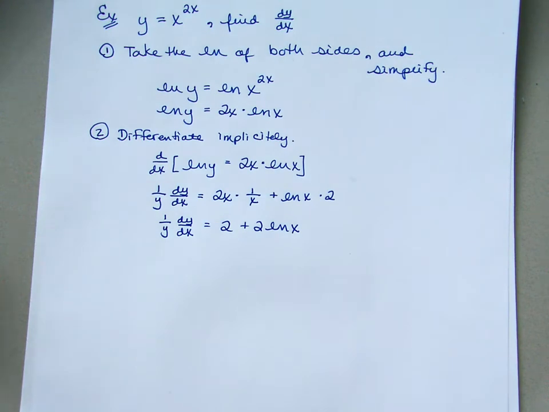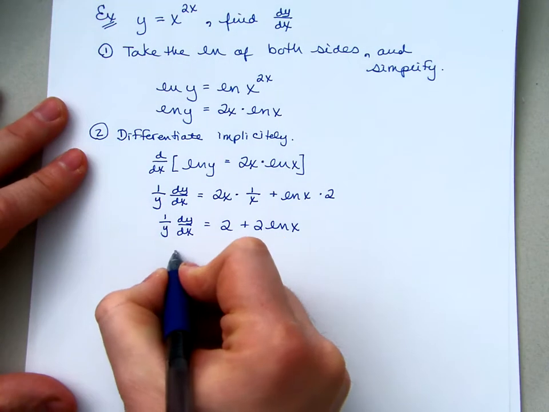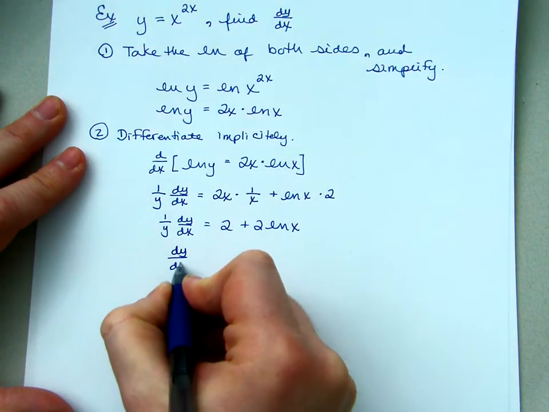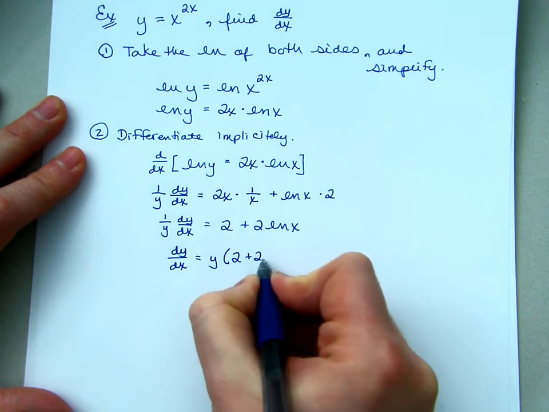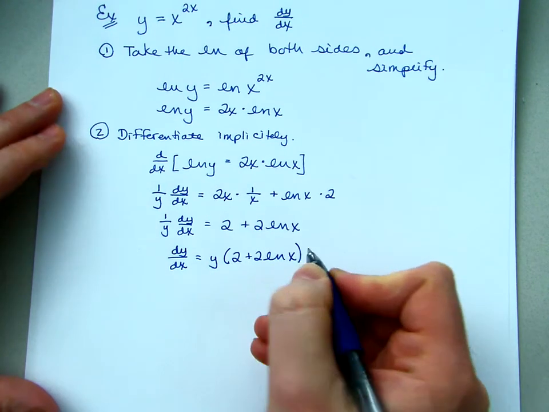Okay, bless you. I'm not done, I guess, with the implicit part. What should I do next? Gotta be louder. Multiply both sides by y, sure. So we're going to say dy dx equals, I'm just going to kind of leave it out front, y times 2 plus 2 ln of x.